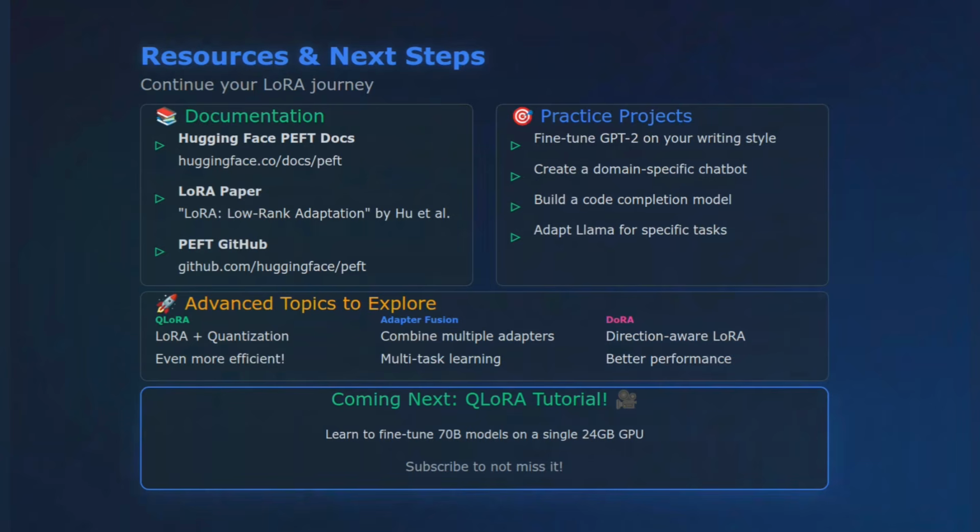Want to learn more? Here are some great resources. The Hugging Face PEFT documentation is excellent and constantly updated. The original LoRA paper by Hu et al. is worth reading to understand the theory. Check out the Hugging Face Model Hub for pre-trained LoRA adapters you can use, and experiment with different models. Try it on Llama, Mistral, or domain-specific models. In our next video, we'll cover QLoRA, which combines LoRA with quantization for even more efficiency.